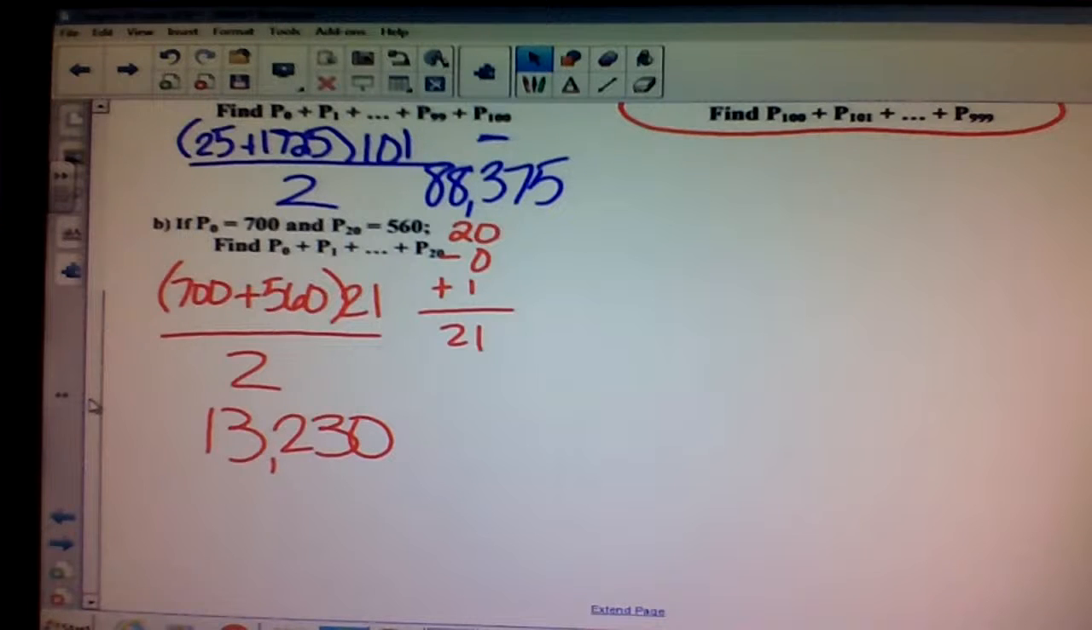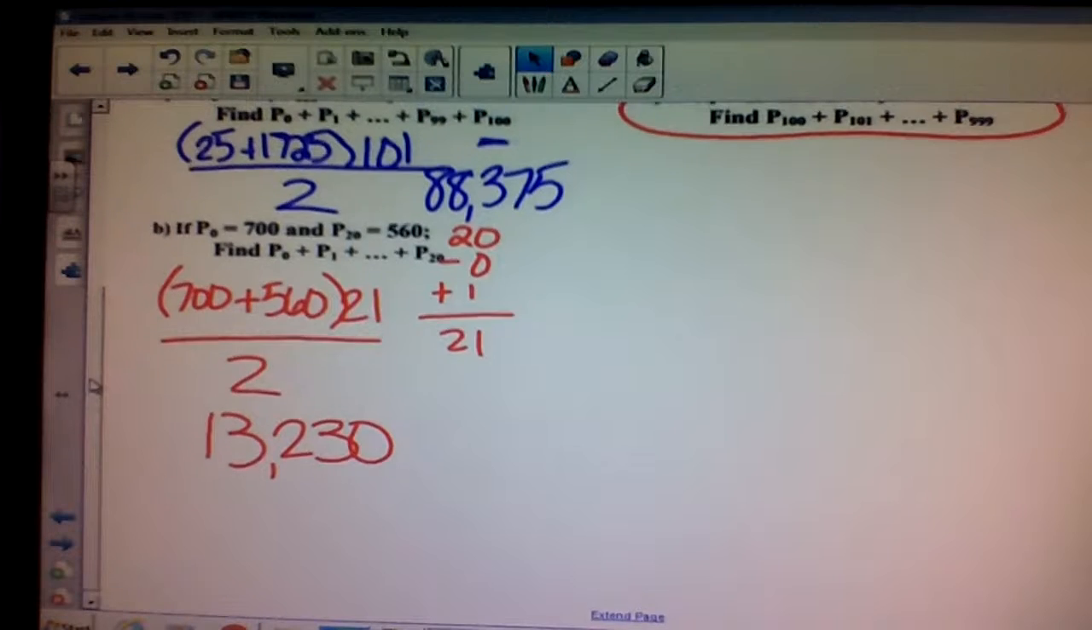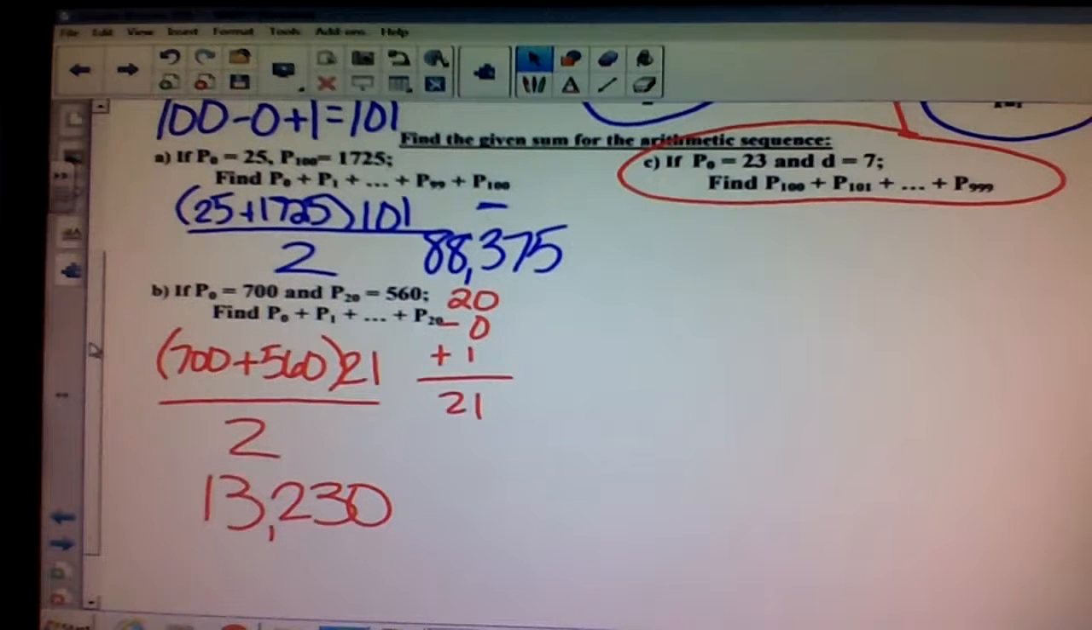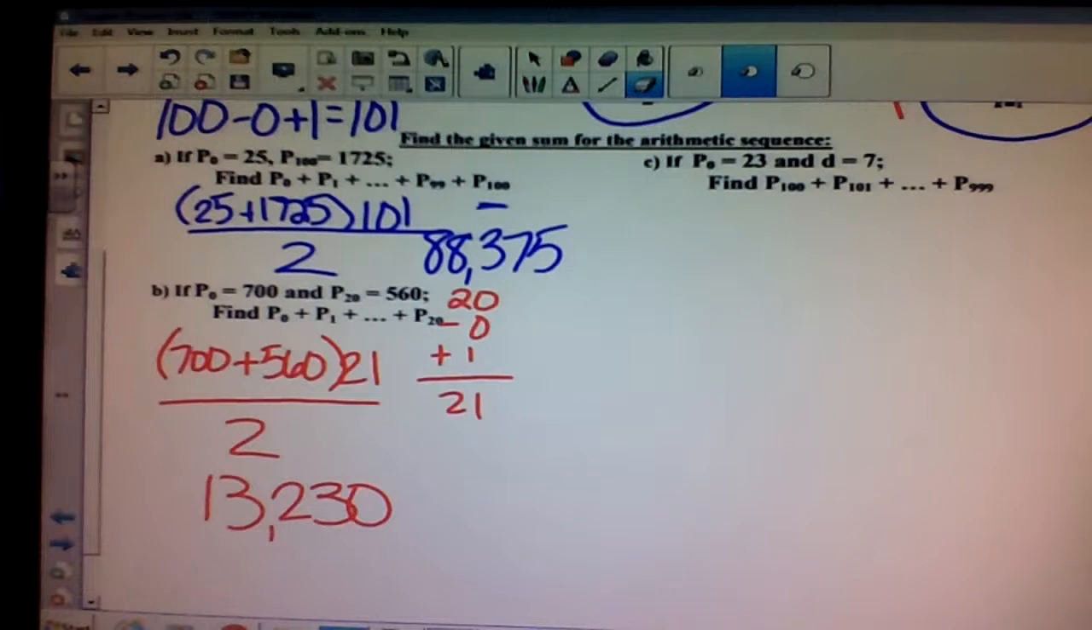Take a look at C. C tells you that P sub 0 is 23. My D value is 7. They want me to add my 100th term up to my 999th term.